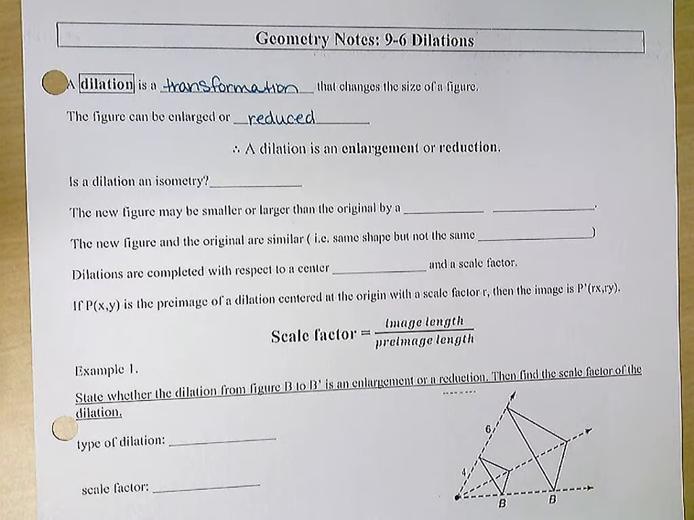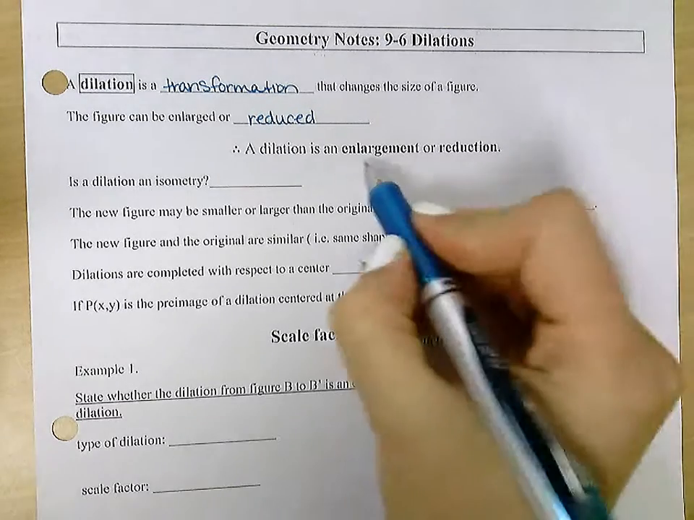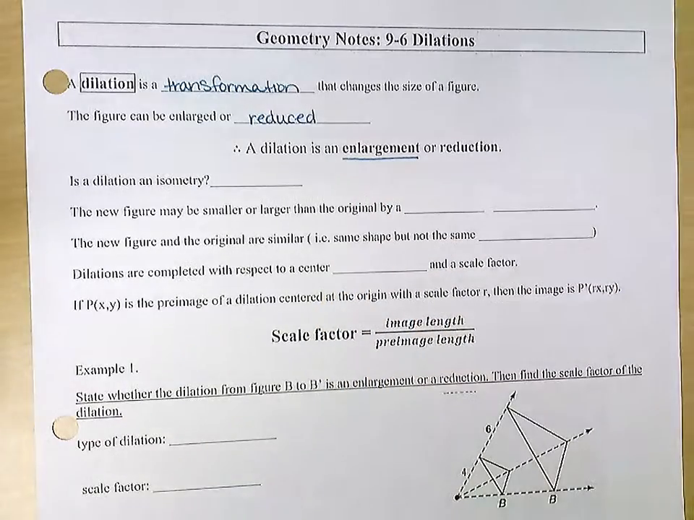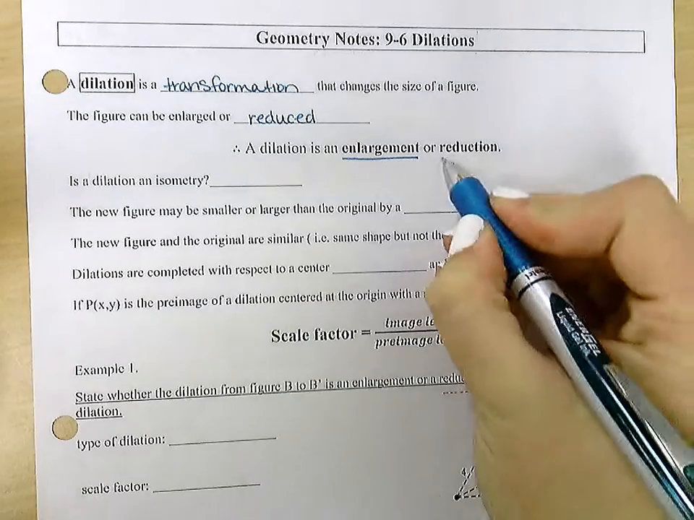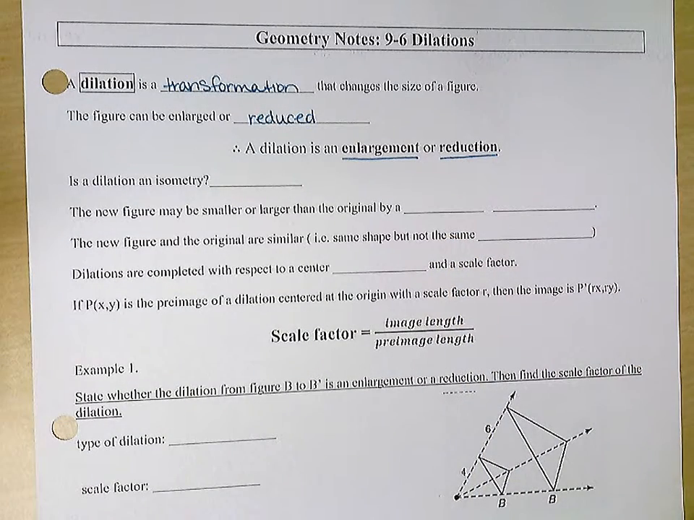Okay, so we can either state that it is an enlargement from your pre-image to your image, so it gets bigger, or it is a reduction, so from your pre-image to your image, it's getting smaller. Okay?